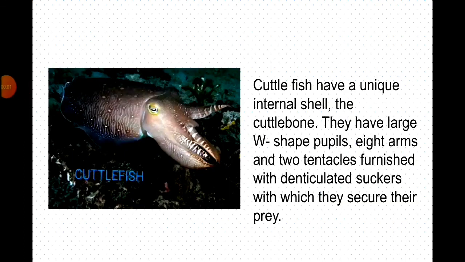This cuttlefish, they have a unique internal shell, the cuttlebone. They have large W-shaped pupils, 8 arms and 2 tentacles furnished with denticulated suckers with which they secure their prey.